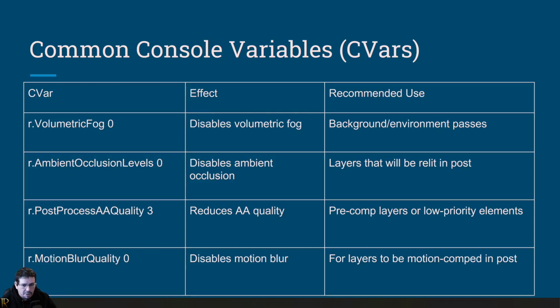So fog set to 0 will disable your fog, and it is recommended for environment passes, right? Ambient occlusion levels disables ambient occlusion for layers that will be relayed in post. So it gives you so much more control. Post-process AA quality 3 reduces AA quality for pre-comp layers or low priority elements. So save your memory, don't kill your computer if you don't have to. Motion blur quality disables motion blur for layers to be motion comped in post, right?